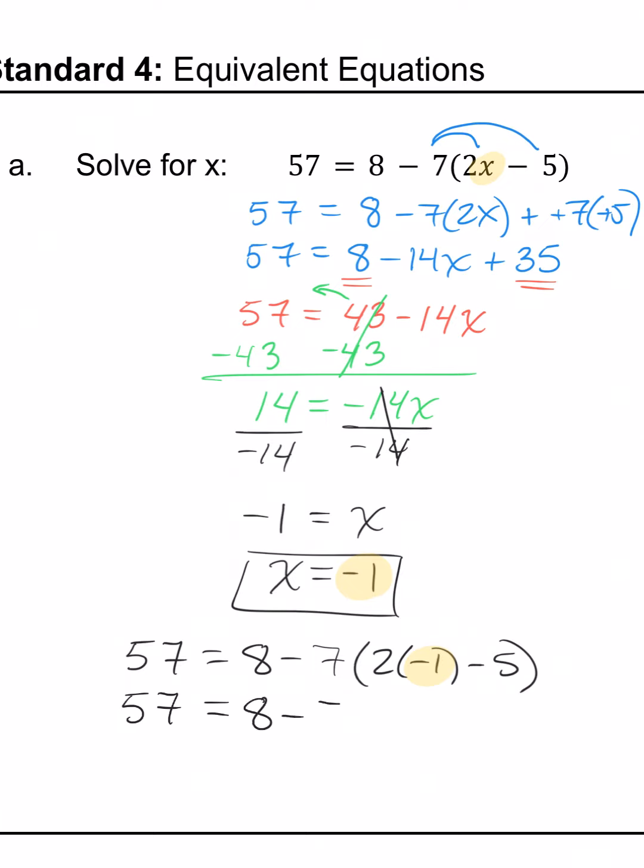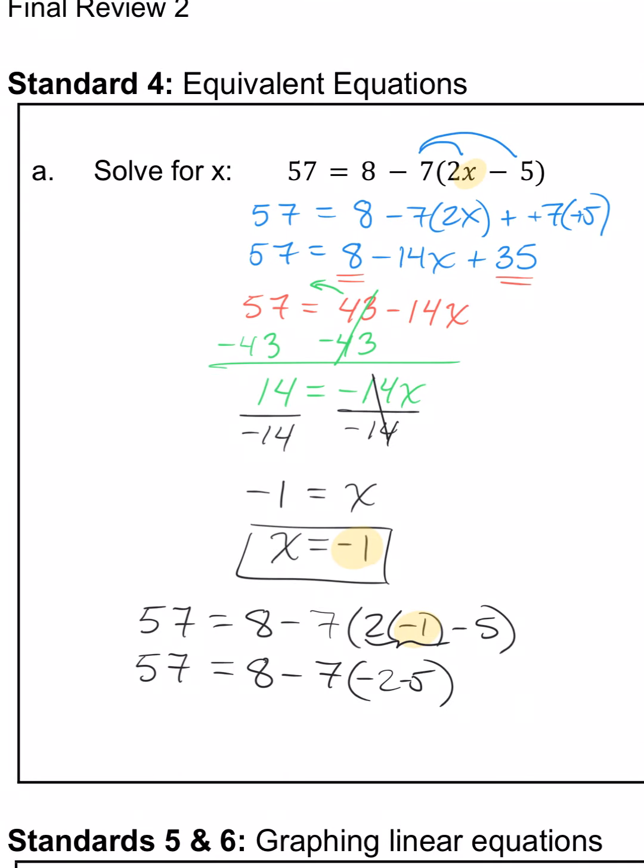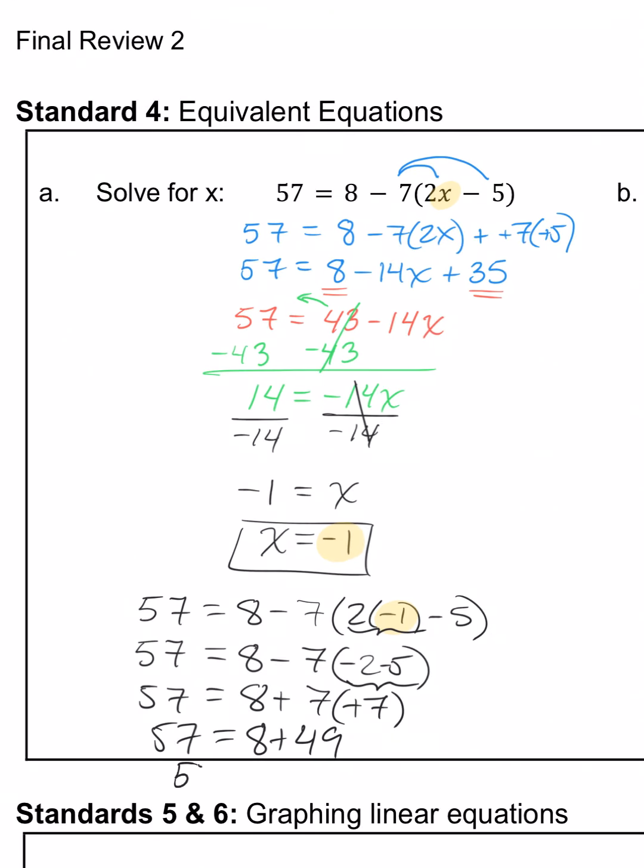Okay, we have 8 minus 7 multiplied by, let's simplify this first, 2 times -1 is -2 minus 5. Now I could just simplify that again. All right, we have 57 equals 8 minus 7 times, well, this is -7. -7 times -7 is positive, so I have 57 equals 8 plus 49. And 8 plus 49 is 57, so look, both sides are equal. Let's take a look at the next one.